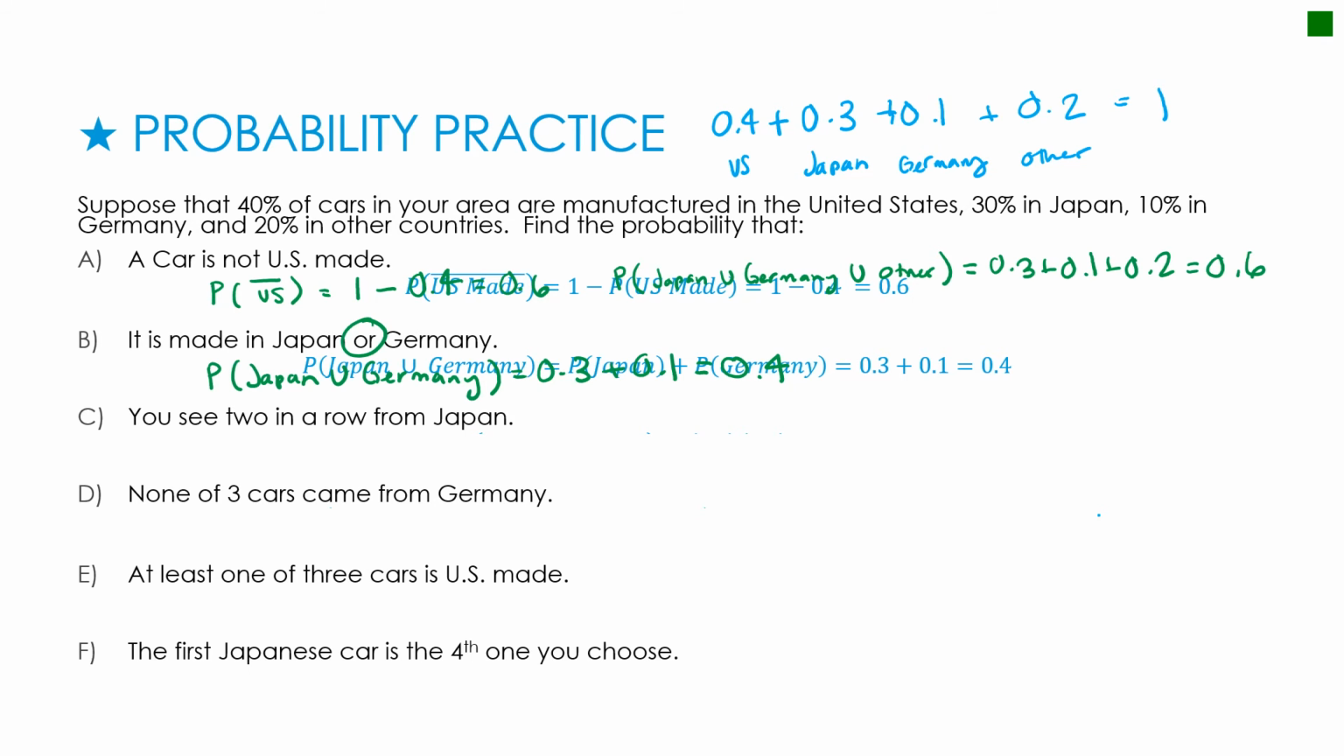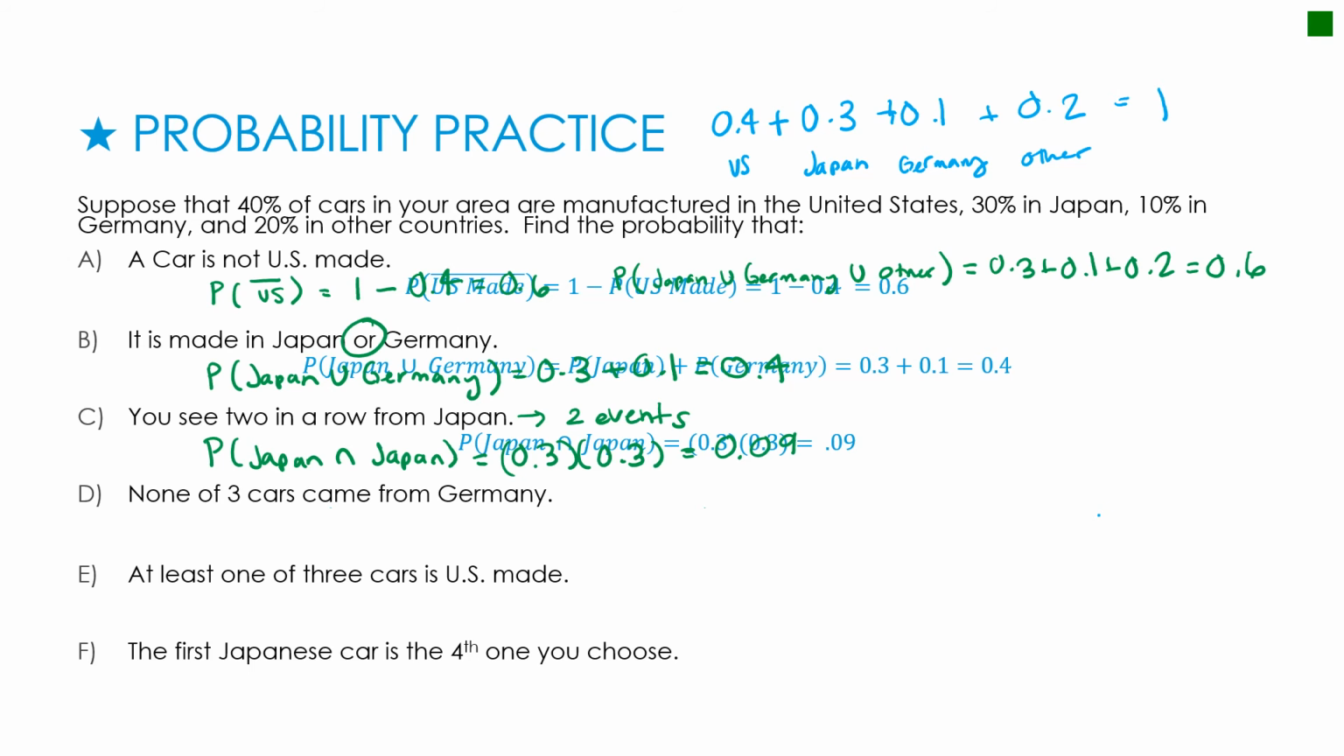I see two in a row from Japan, so don't get fooled by this one. This one is two events occurring. I'm looking at a car, it's from Japan. I'm looking at a second car, it's from Japan. Two events. So this is probability Japan intersect Japan, which means 0.3 times 0.3, or I could just write 0.3 squared, which is 0.09, or 9%.